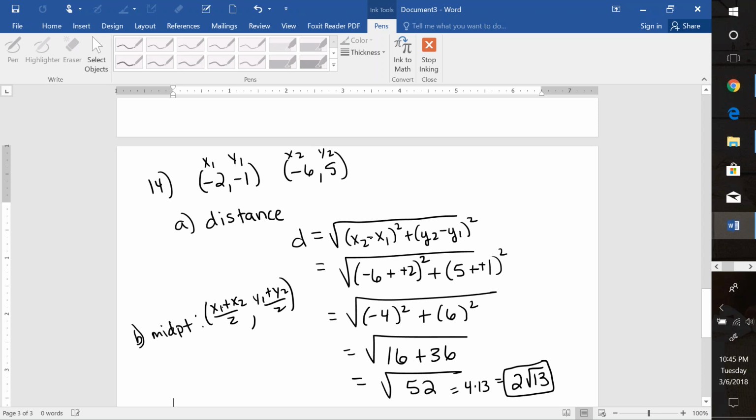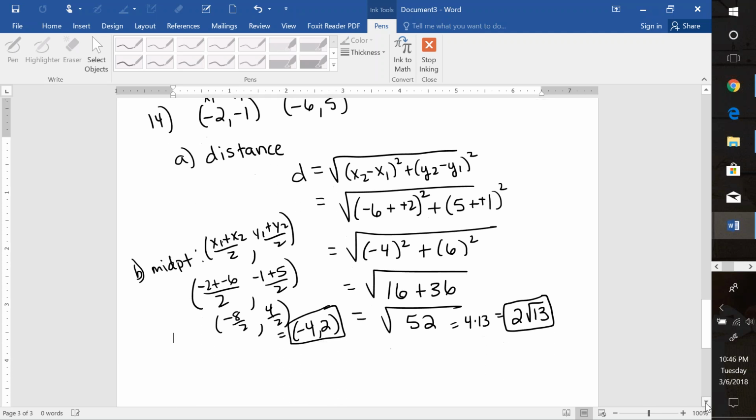Notice this is a subtraction, whereas this is addition. It doesn't mean you're always going to add, it just means you don't change any signs right here. So x1 is -2 plus -6 for x2. We're going to cut that in half. And then -1 plus 5, and we're going to cut that in half. That's -8 over 2 and 4 over 2 for a final midpoint of -4, 2. So there's my midpoint.